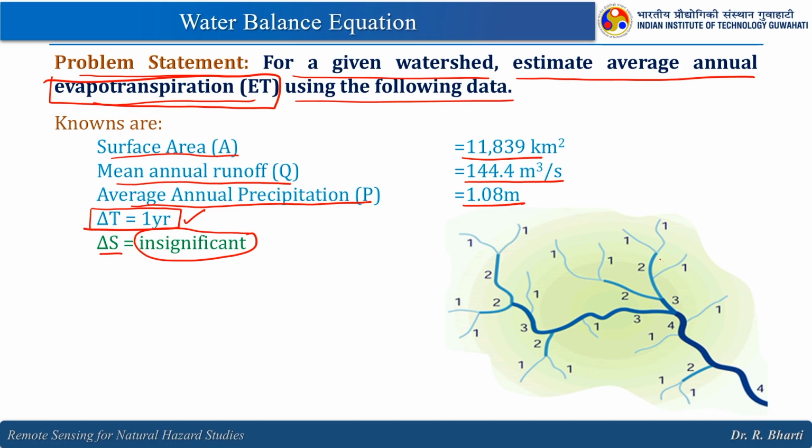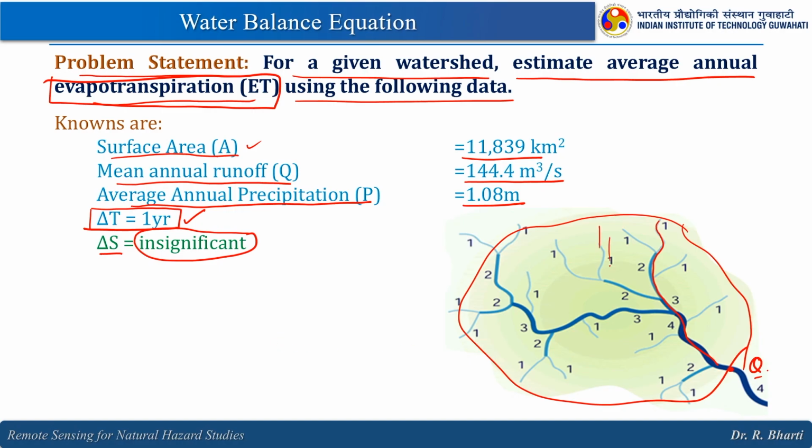So here you can see this is the stream that we are talking about, right, and here the surface area is given for this whole thing, right. Then mean annual runoff, the Q which is measured here, that is also given, and the precipitation in this particular area, it is also given, right.